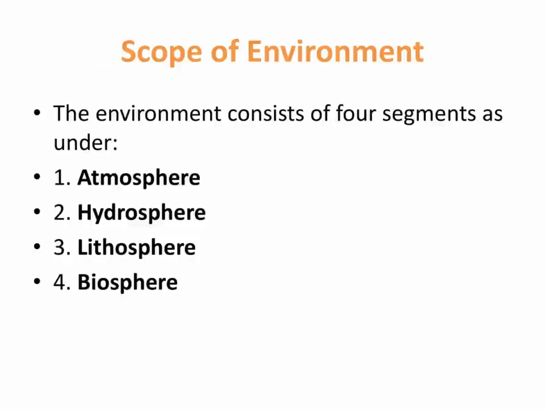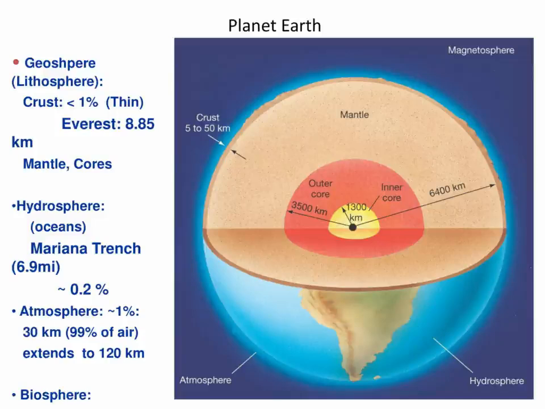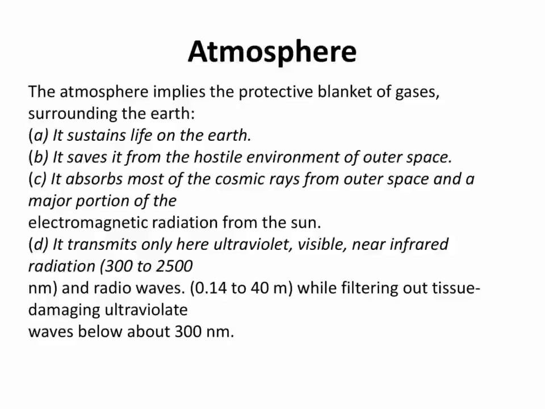The scope of environment involves four segments: atmosphere, hydrosphere, lithosphere and biosphere. In this, atmosphere implies the protective blanket of gases surrounding the earth. It sustains life on the earth. It saves it from the hostile environment of outer space.